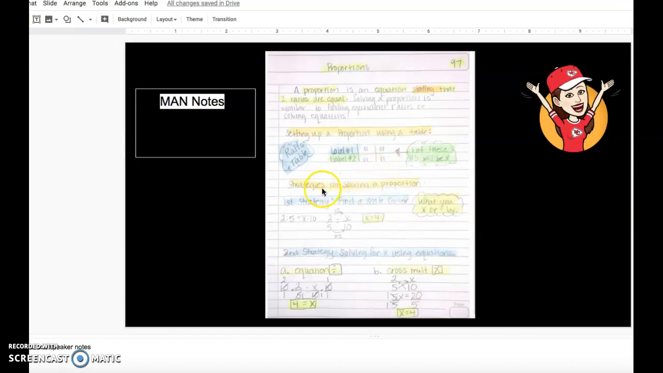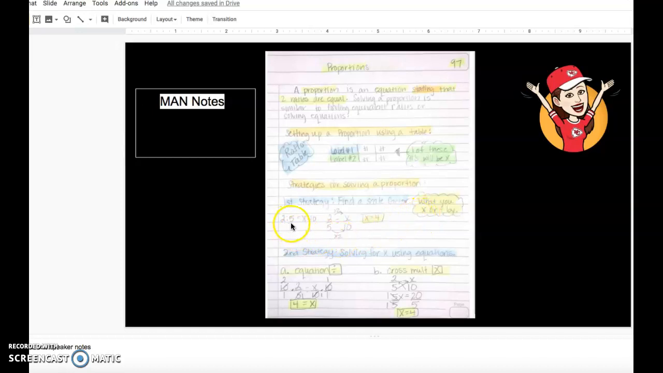So there are 3 strategies to solve for a proportion. Now the first strategy is the easiest one, if it is available for you to be able to solve it that way. It's finding a scale factor, either what you are multiplying or dividing by.